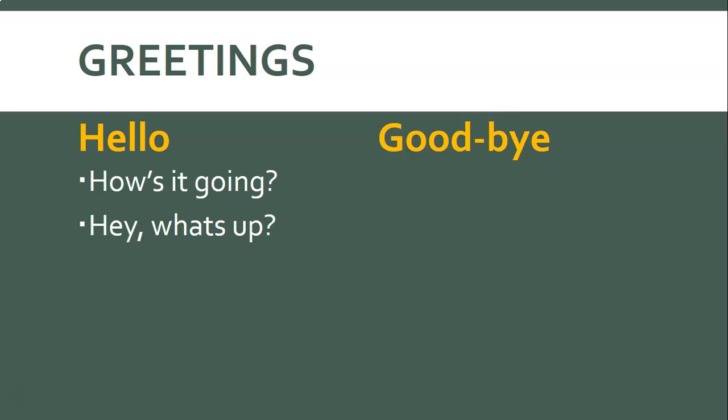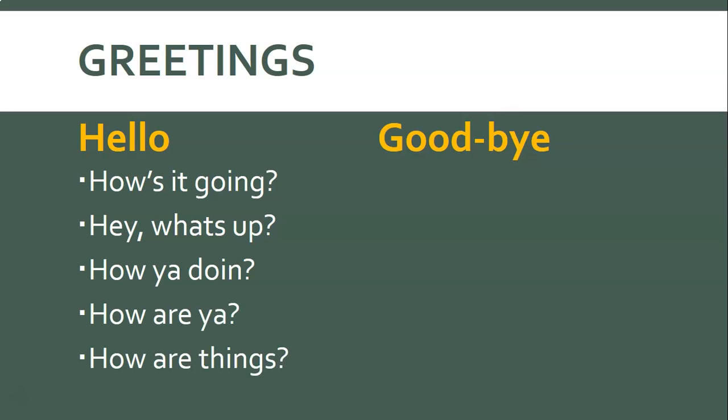So first of all, let's look at some greetings and different ways to say hello. In your English textbook, it very commonly will say, hello, how are you? However, honestly, I don't always say, how are you? That is a very textbook way of asking someone how they are doing. Some more realistic ways of saying how are you are, how's it going? Hey, what's up? How you doing? How are ya? How are things? So you can see one of the differences is we don't always say you, we say ya. It's just a shortened way of saying you.